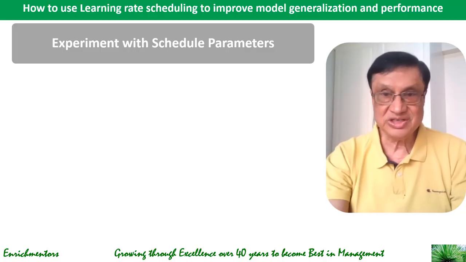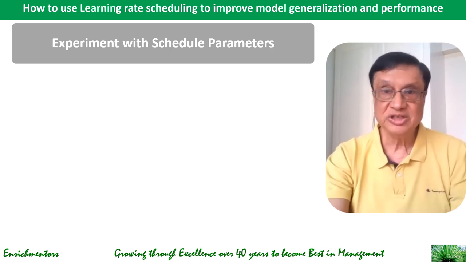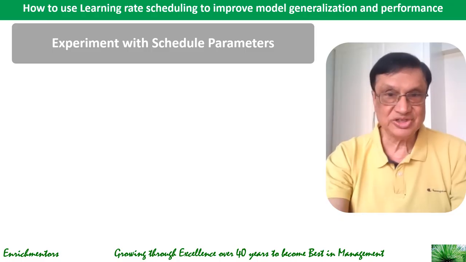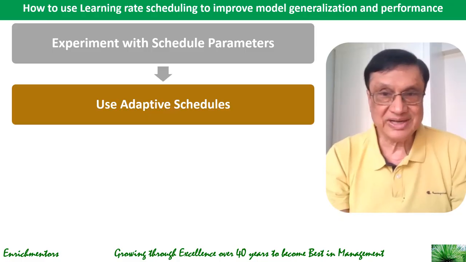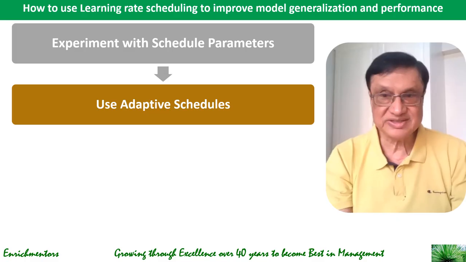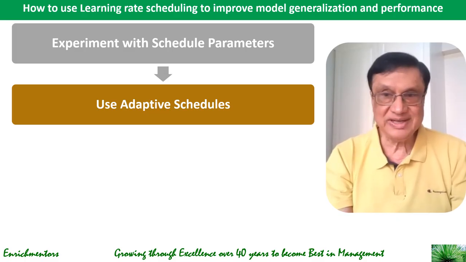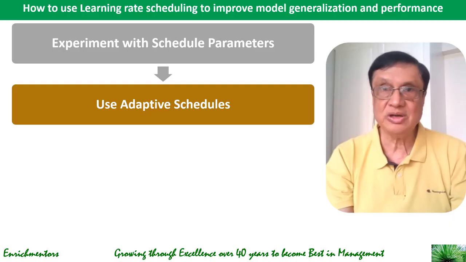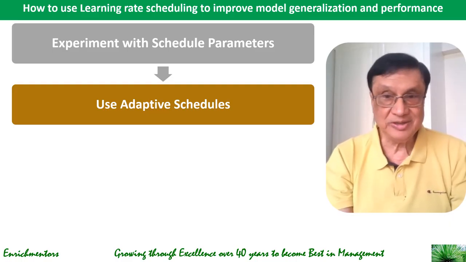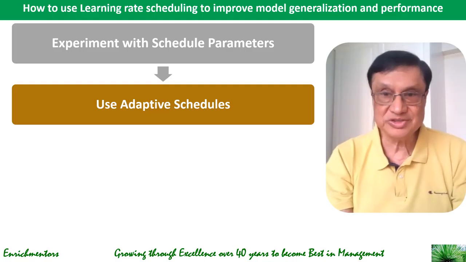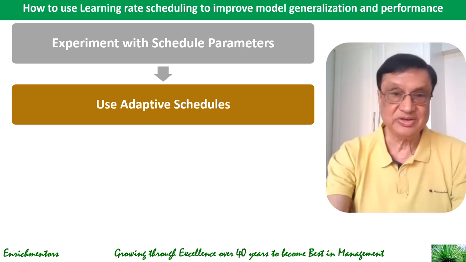Adjust parameters such as initial learning rate, decay rate, step size, or other schedule-specific parameters to fine-tune the learning rate schedule. Consider using an adaptive learning rate schedule such as cyclical learning rate or learning rate warm-up to adaptively adjust the learning rate based on the model's performance and convergence behavior. Adaptive schedules can help improve model convergence and stability by dynamically adjusting the learning rate during training.